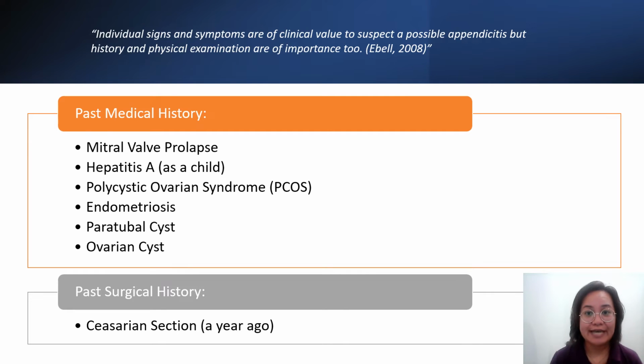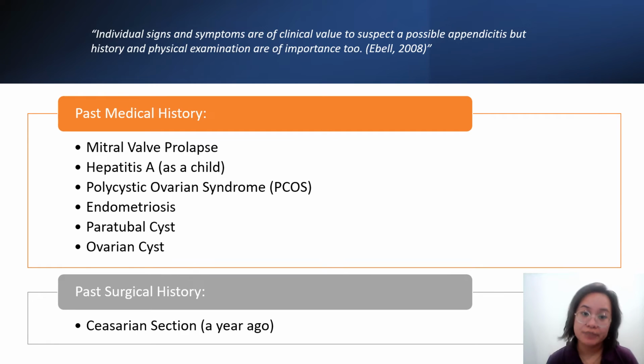So individual signs and symptoms are of clinical value to suspect a possible appendicitis, but history and physical examination are of importance too. So to diagnose the cause, the doctor would review the patient's symptoms, medical history, do a physical examination, and consider laboratory test results too.